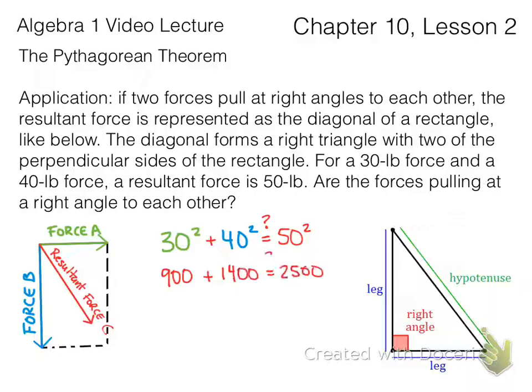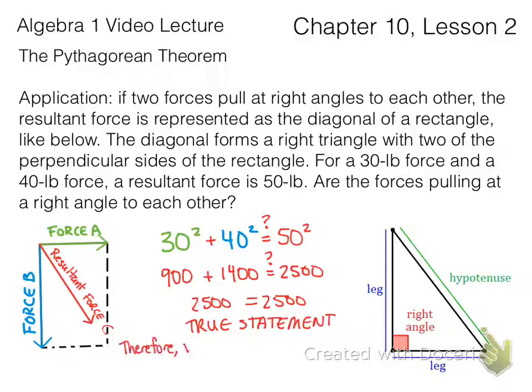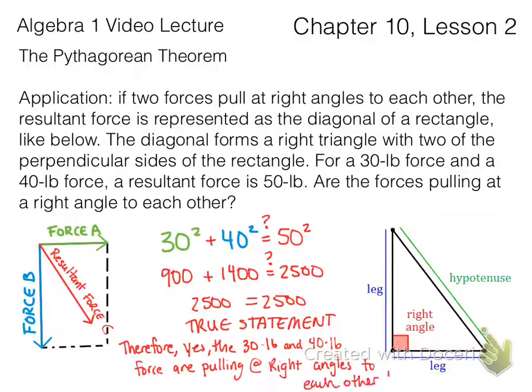So we have 900 plus 1,600 equals 2,500. Guess what? It equals. So that means that it's a true statement. Therefore, yes, the 30-pound force and the 40-pound force are pulling at right angles to each other.